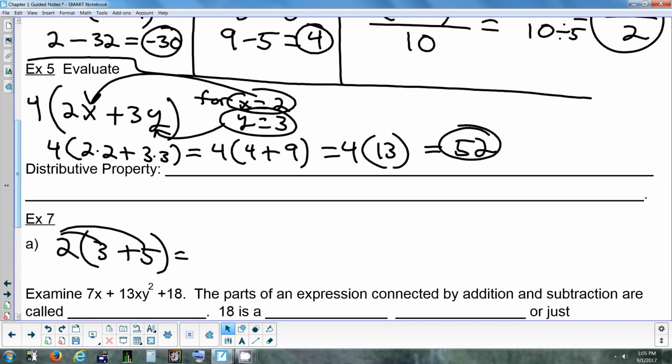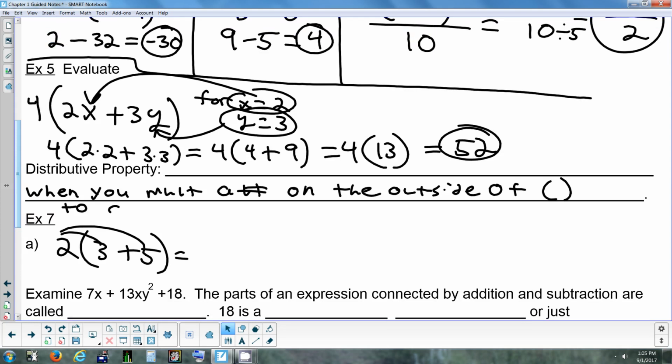So distributive property is the simplest way to say it. It's when you multiply a number on the outside of parentheses, and it's usually a sum or a difference on the inside. It always has to be either a sum or a difference. So there's going to be a sign in between the 2 numbers that are on the inside, a plus sign or a minus sign.